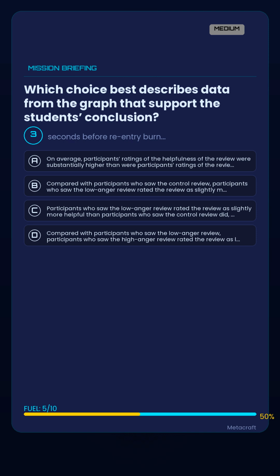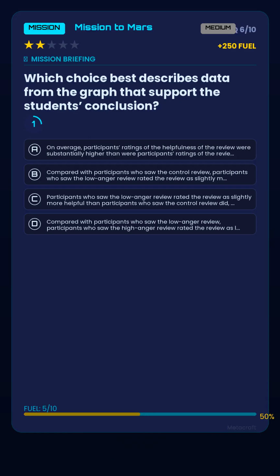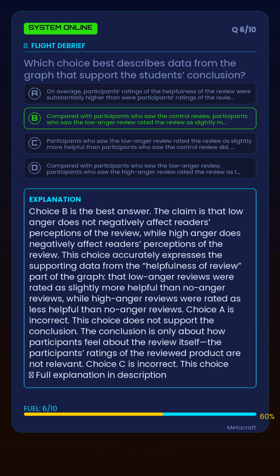Option D, compared with participants who saw the low-anger review, participants who saw the high-anger review rated the review as less helpful and had a less positive attitude toward the reviewed product. The correct answer is B. Check the description for the full explanation.